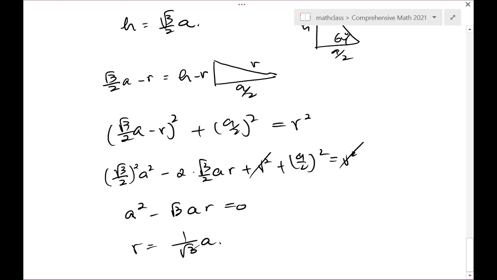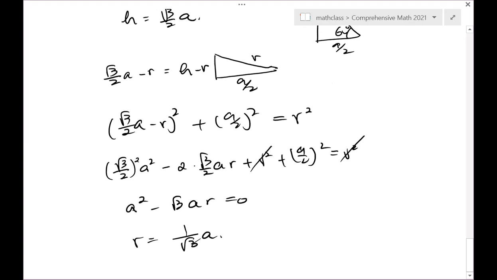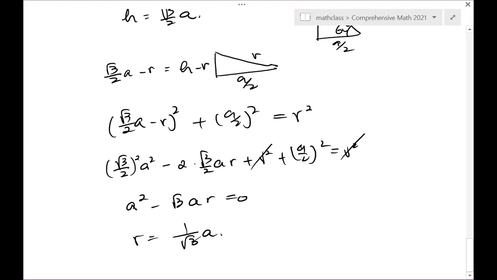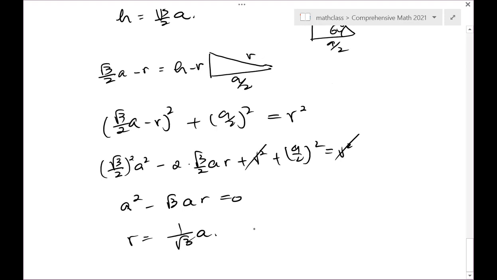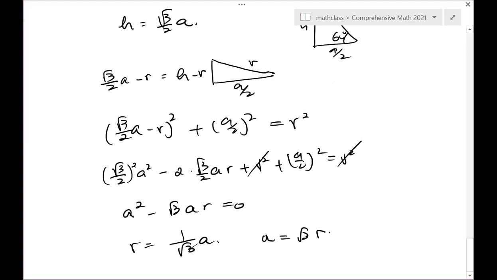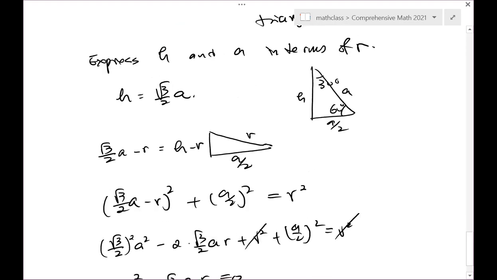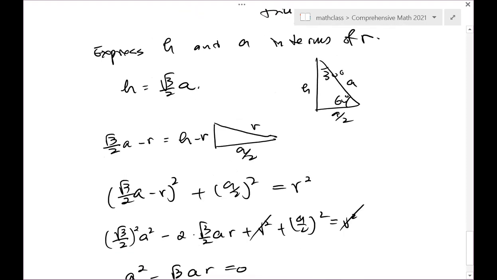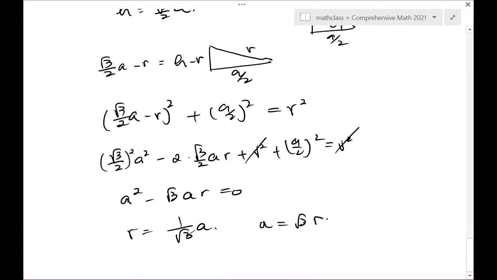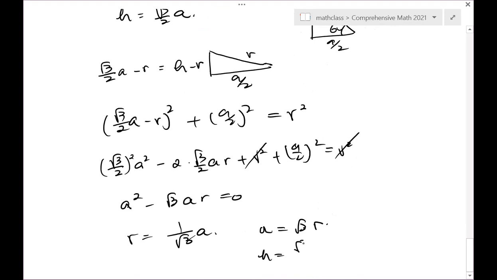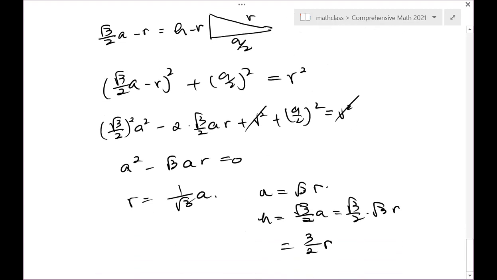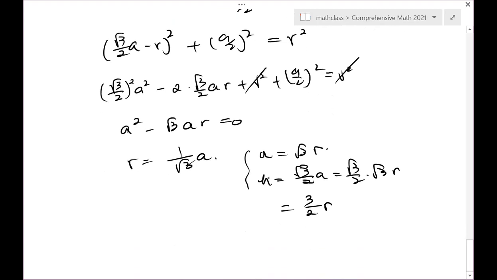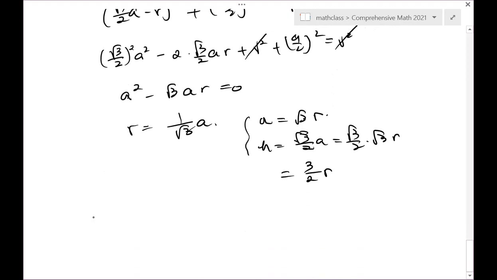Or A is going to be square root 3 R. So now A is square root 3 R, and H is going to be square root 3 over 2 A. So square root 3 over 2 times square root 3 R, so it's going to be 3 over 2 R. So now you have expressed A and H in terms of R. Then you can find the area.